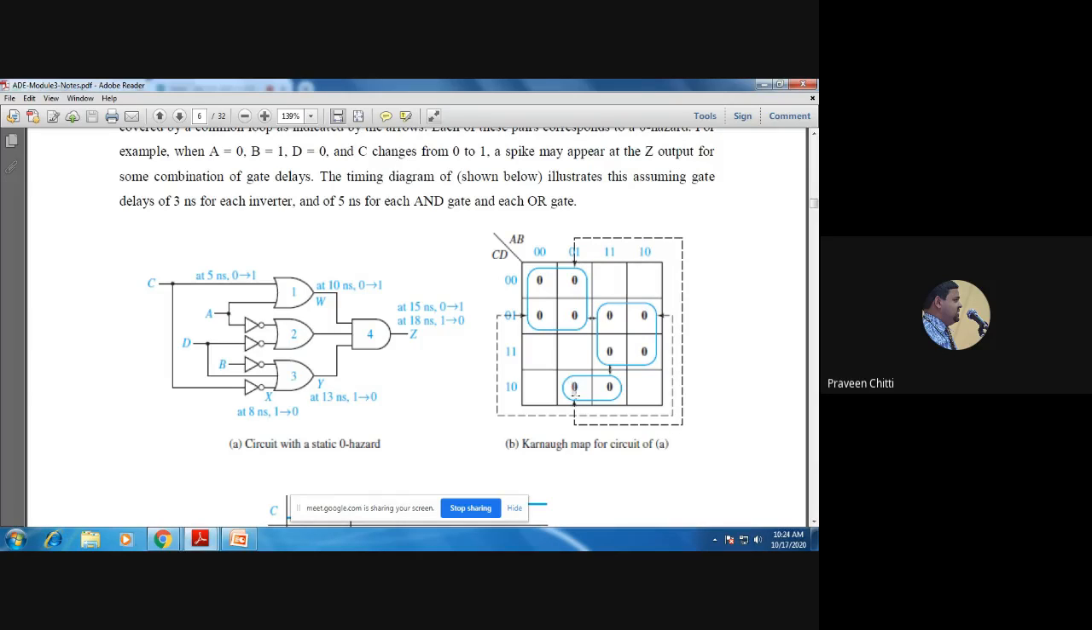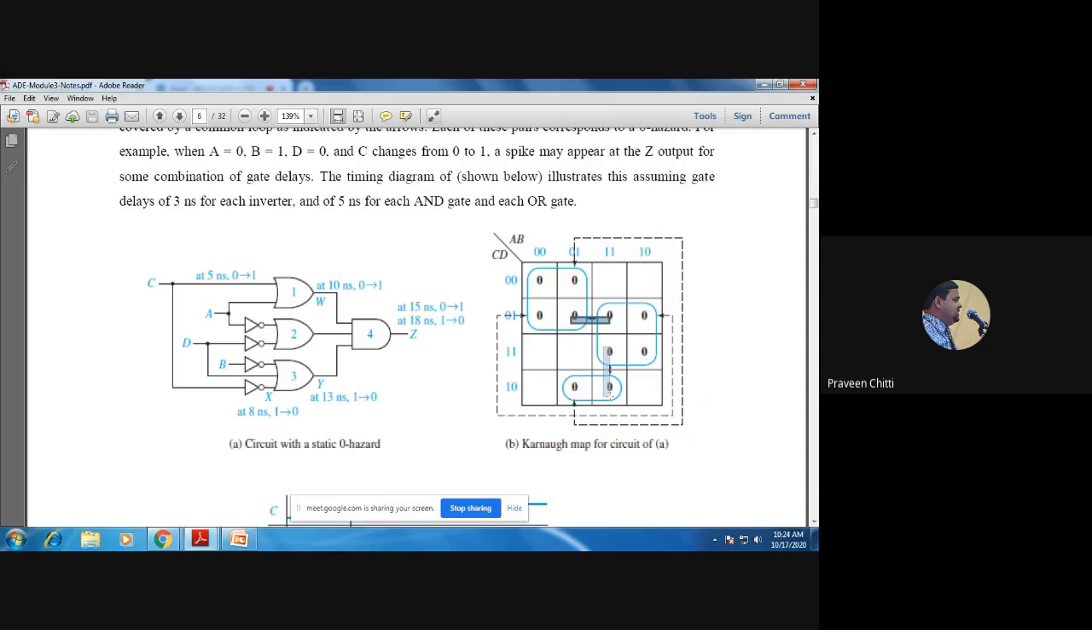Now this 0 and this 0 are also adjacent. This top 0 and this bottom 0, they are adjacent, so they are not covered. That is what is shown by this particular dotted line. Is that clear? This 0 and this 0 is not covered. Then this and this is not covered.